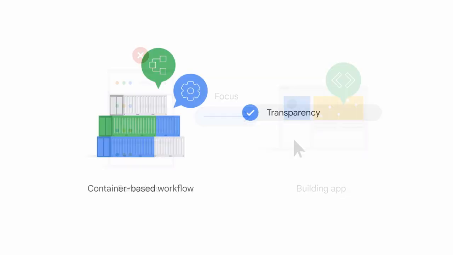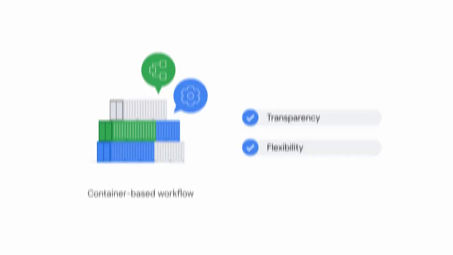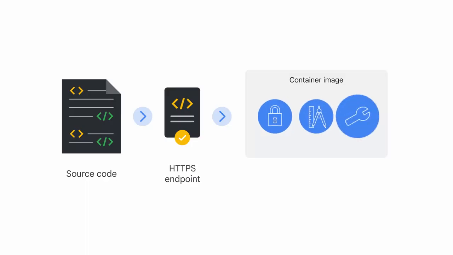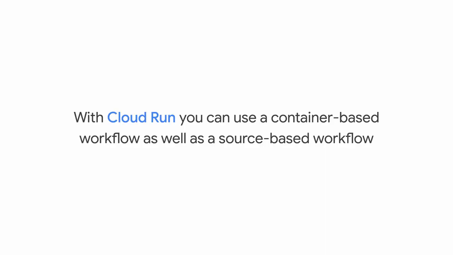For some use cases, a container-based workflow is great because it gives you a great amount of transparency and flexibility. Sometimes you're just looking for a way to turn source code into an HTTPS endpoint, and you want your vendor to make sure your container image is secure, well-configured, and built in a consistent way. With Cloud Run, you can do both. You can use a container-based workflow as well as a source-based workflow.